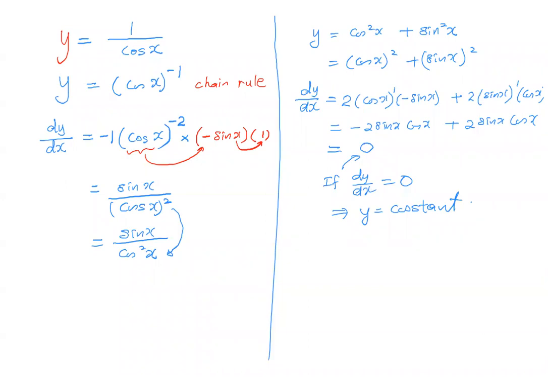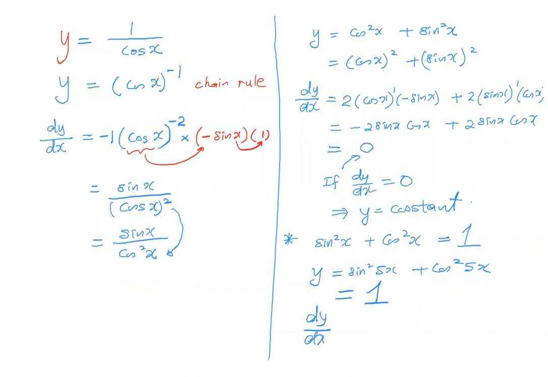So if y is a constant, there's something about trigo that you have to remember. Please remember this. Sin square of an angle plus cos square of an angle, the answer is always equal to 1. So if I give you a question like this, I can simplify this as 1. Then I say the dy dx is equal to 0. Are you clear?